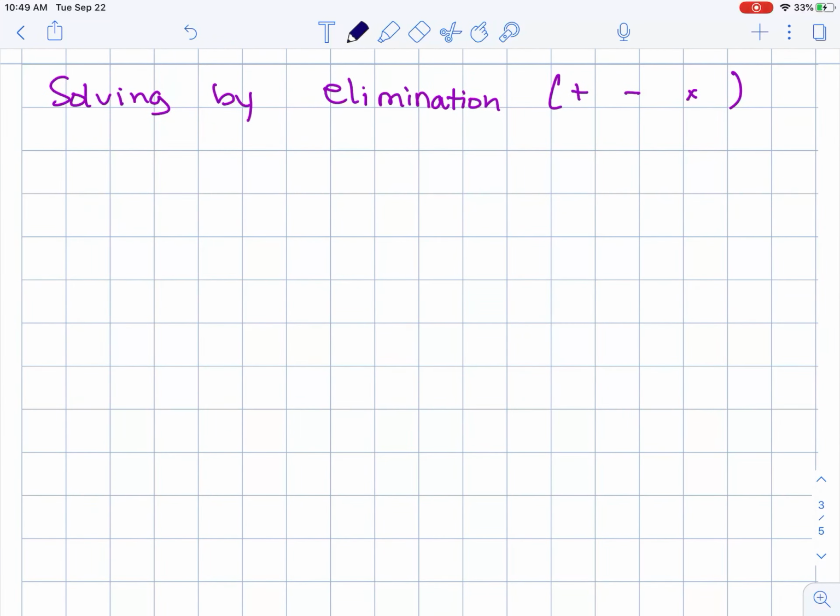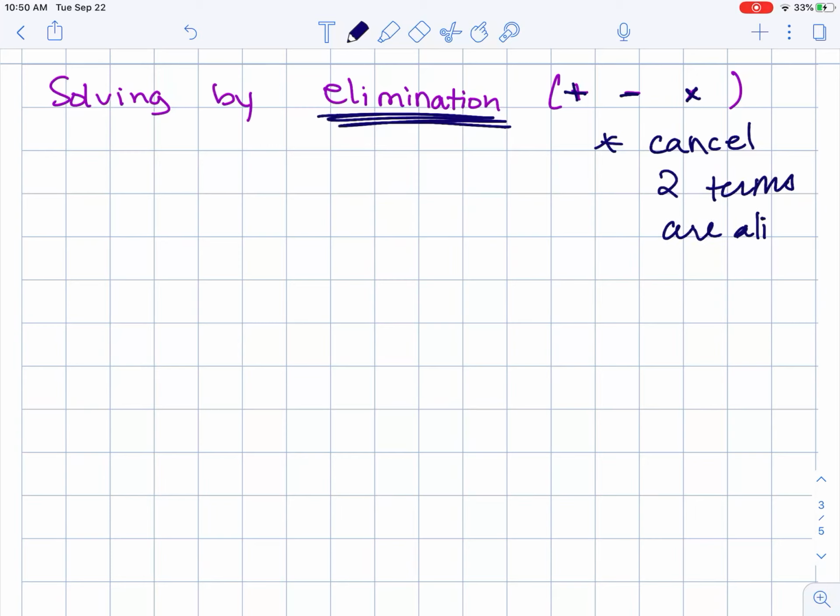So elimination, we can use addition, subtraction, or multiplication. So let's first talk about what elimination means. Elimination means that you may not have something by itself, but we want to cancel two terms that are alike in each equation.